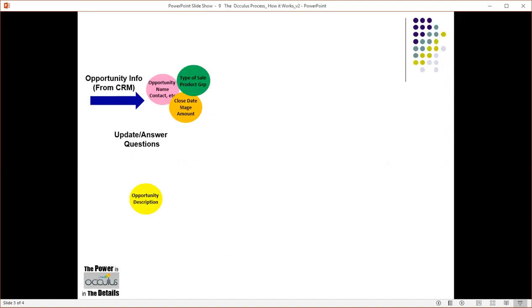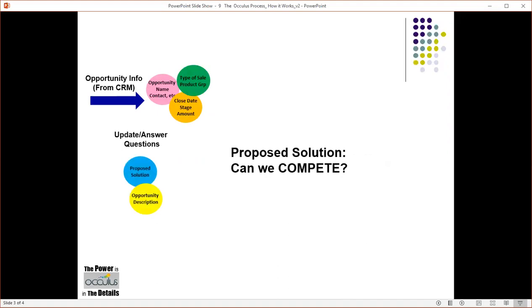Then what we want to look at is, can we compete? And we look at that through the proposed solution. Again, the opportunity can be real, but if we don't have a viable option to pursue this deal, then we really can't compete. So these are kind of exit points, if you will. If the opportunity is not real, just exit or put it off to a later date. And if you don't have a viable solution, then we should drop it right now.